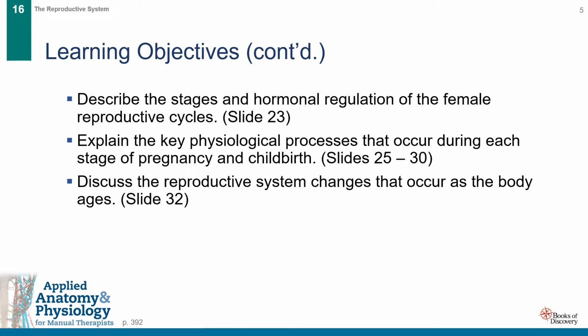Describe the stages and hormonal regulation of the female reproductive cycles. Explain the key physiological processes that occur during each stage of pregnancy and childbirth, and discuss the reproductive system changes that occur as the body ages.